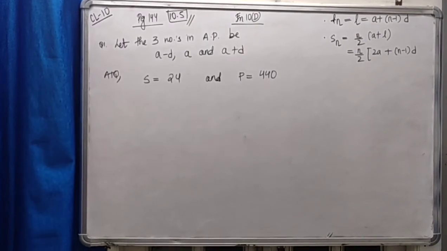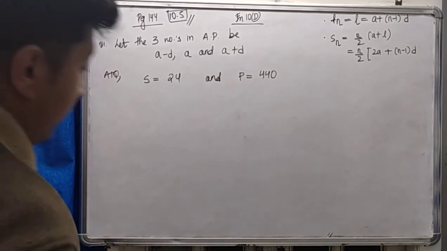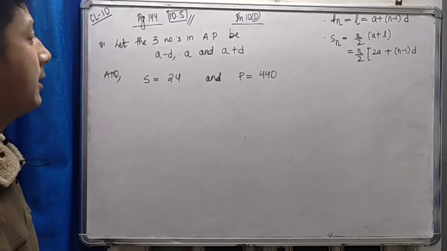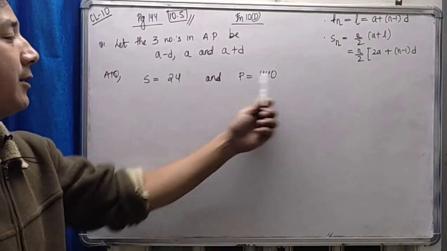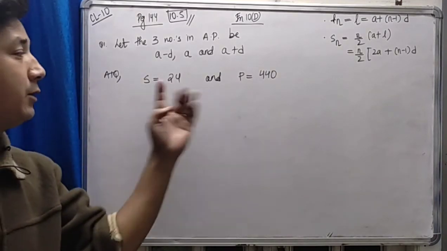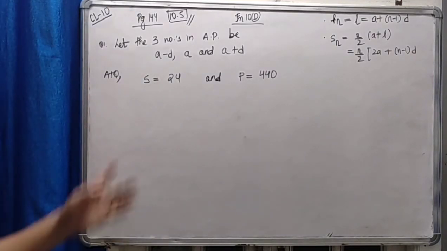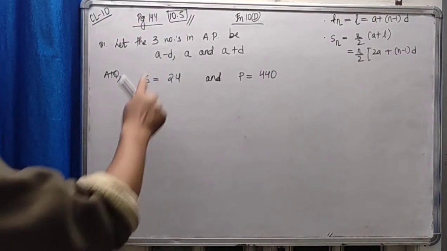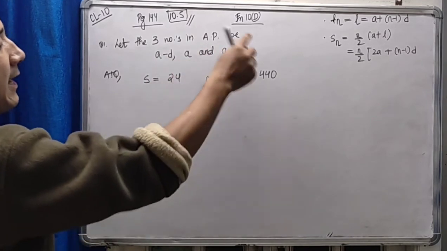All right, so let us proceed with exercise 10D, question number 1. The question says, find three numbers in AP whose sum is 24 and product is 440. So if there are three numbers whose sum is given to us, then I said that use the formula from page number 144. Three numbers in AP are taken as A minus D, A, and A plus D.